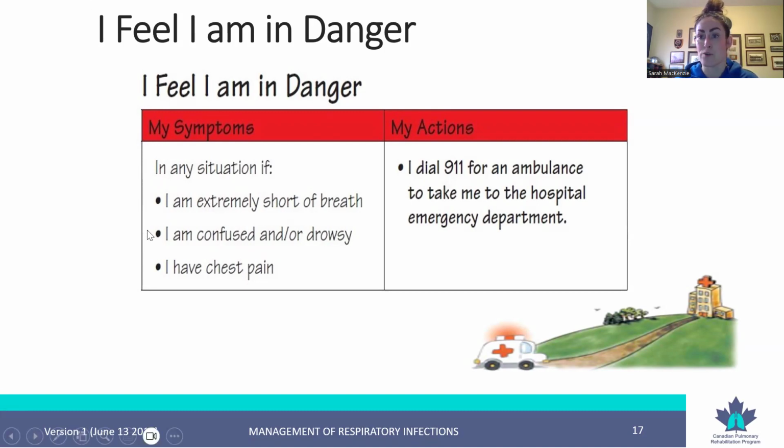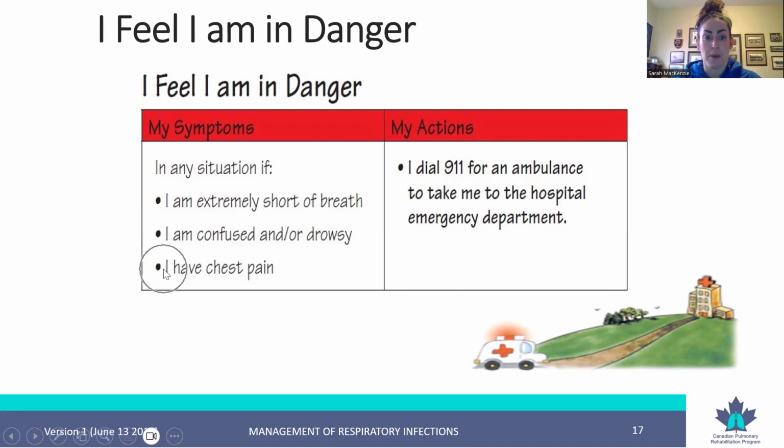I'm confused and/or drowsy. So this could be a brain bleed. This could be stroke. This could be that your carbon dioxide levels in the blood have increased because your breathing is not adequate. There are many, many reasons. This one is tough to detect in yourself. So this is where your support people come in handy: your spouse, your neighbor, your friend, your child. If you're not making sense, if you're tough to rouse, if you're more lethargic than you typically are, they need to call 911 right away.